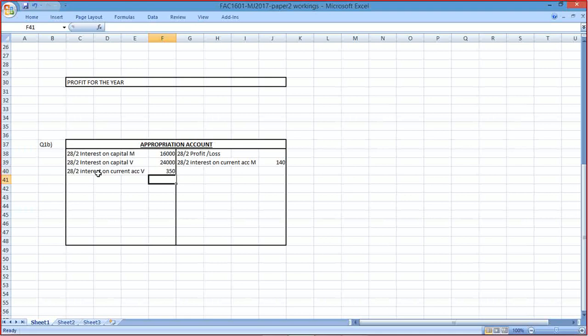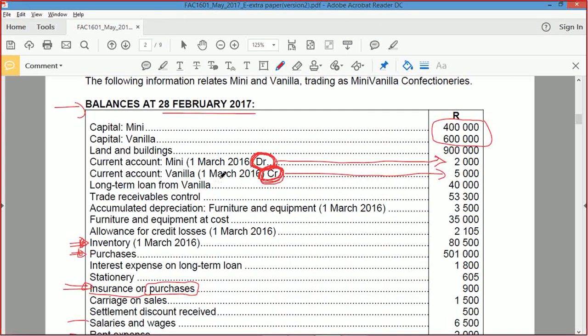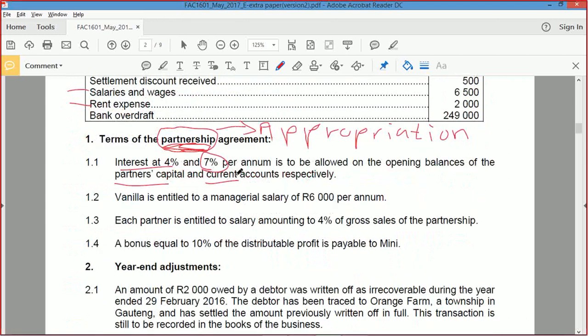$5,000 times 7% gives me $350. That's what V is entitled to from the partnership. Okay, so now, have we looked at point number 1? Yes. Let's look at point number 2. Do I need point number 2? Yes or no?